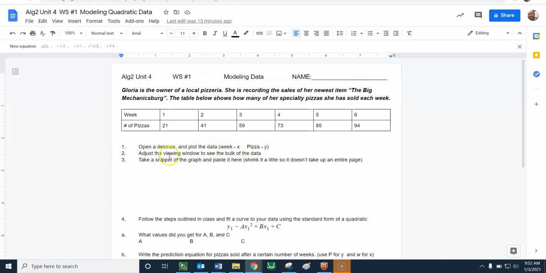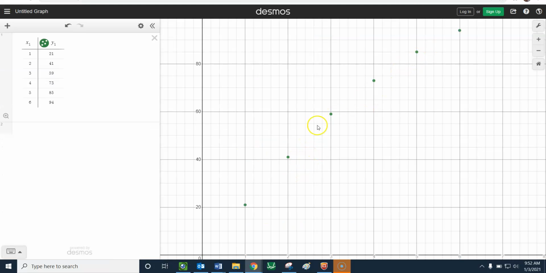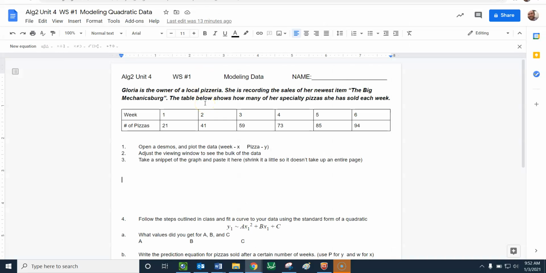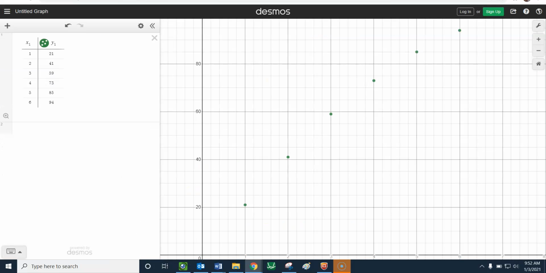Check. Adjust the viewing window to see the bulk of the data, to see all of our points. Yep, 1, 2, 3, 4, 5, 6. I see the data. Looks good. Step 3, take a snippet of the graph and paste it right here. Shrink it a little so it doesn't take up the entire page. Okay, for you guys, this is going to look a little different.